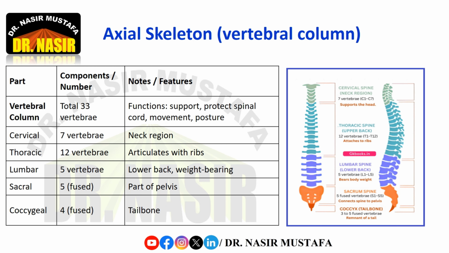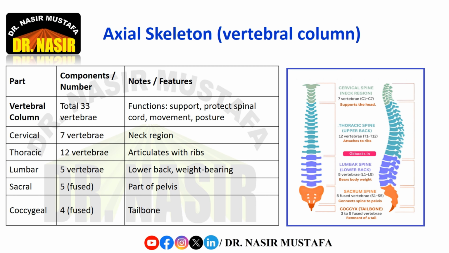Axial skeleton, vertebral column. Next, we will study the vertebral column, which forms the central axis of the skeleton. The vertebral column consists of a total of 33 vertebrae. Its major functions include supporting the weight of the body, protecting the spinal cord, maintaining posture, and allowing movement of the trunk. The vertebral column is divided into 5 regions.